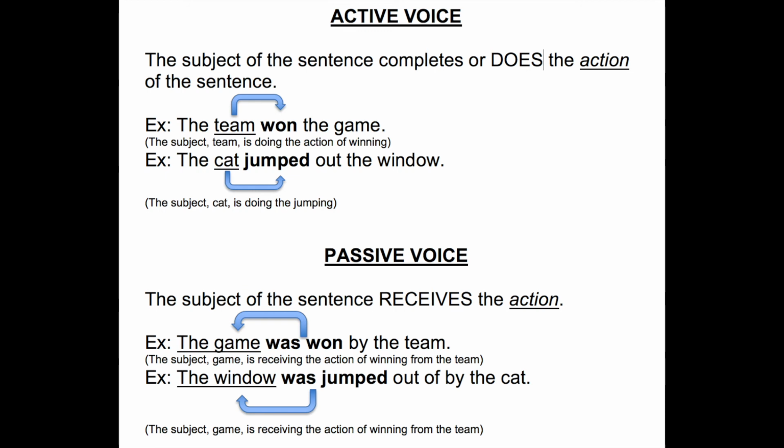Passive voice is the subject receiving the action or the action being done to it. Passive voice always has a helping verb with the main verb. The game was won by the team. Here the game isn't winning anything, the action's being done to it, passive. The window was jumped out of by the cat. The window isn't jumping here. It's being jumped out of. The action is being done to it. It is receiving it. It is passive voice. Again, notice those helping verbs with the main verb for the passive voice sentences.